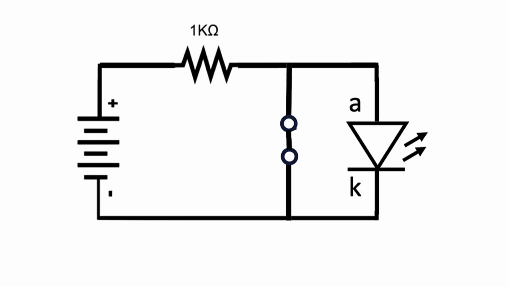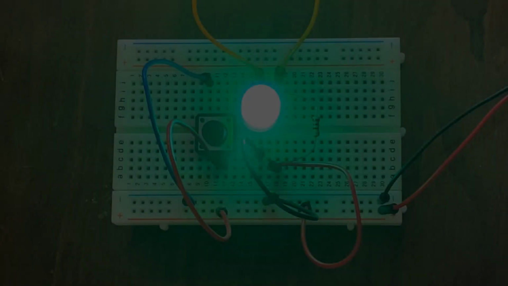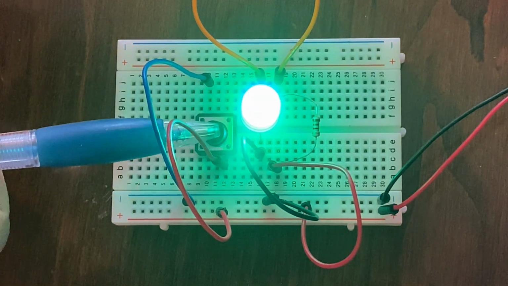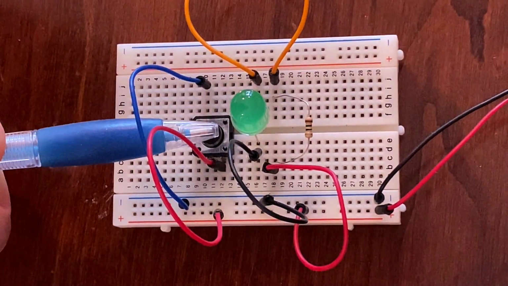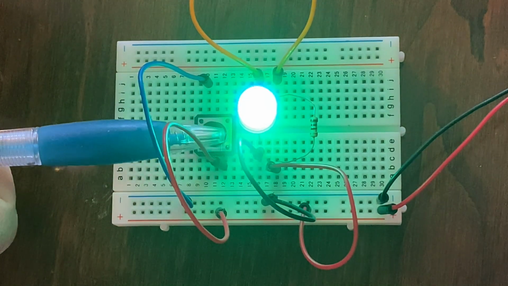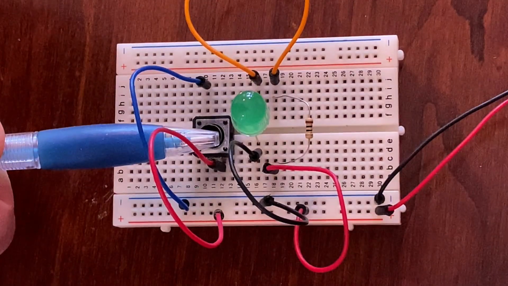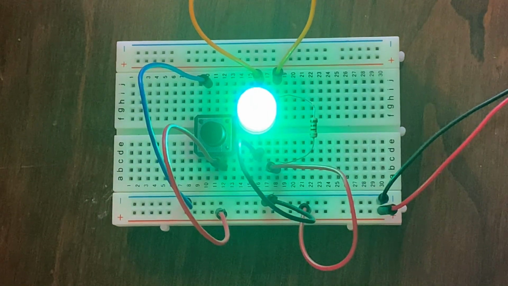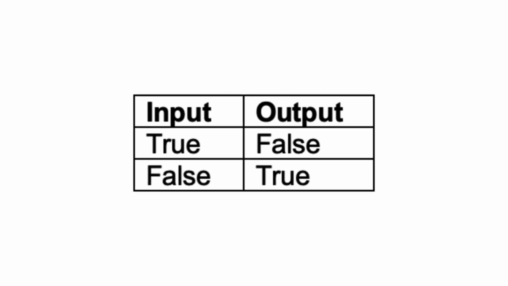Now let's think about what Boolean function this new circuit represents. When we push the button, or said another way, when we input true, the circuit responds by turning off the LED, or outputting false. On the other hand, if we release the button, or input a false, the LED illuminates, which indicates true. If we write this out as a truth table, the table looks like this.